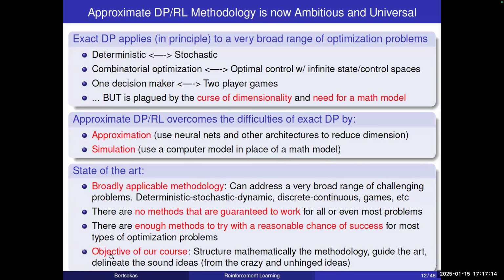Now, the objective in our course is to structure the methodology in a way that it can guide the art and delineate the sound ideas to try in a given problem from the crazy ideas, of which there is no shortage in the literature. So in other words, we want to understand these methods at some reasonable depth to see for what kind of problems each method is suitable. With this understanding, given a method that doesn't work for your problem, you will be able to see how you can modify it, how you can change it so that it can work. And with knowledge of this theory, you're in a much better position to have success in very challenging problems.